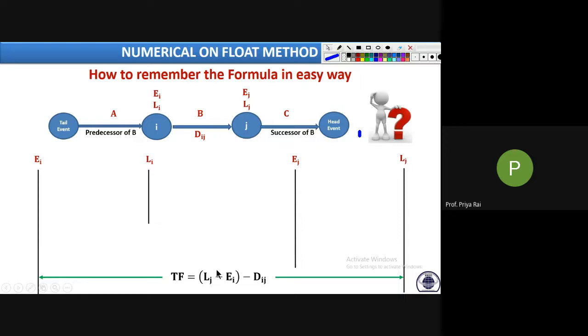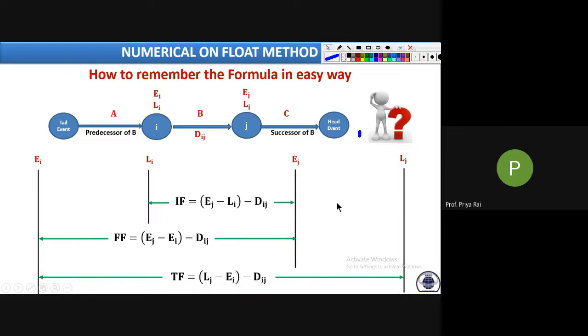LJ minus EI, whereas this difference is your free float. Between this line and this line, the difference is the free float. That means EJ minus EI will give you the time provision for free float minus DIJ. Whereas this middle portion is your independent float, so EJ minus LI minus DIJ. So this formula is cleared. I think you can easily draw this and derive the formula.